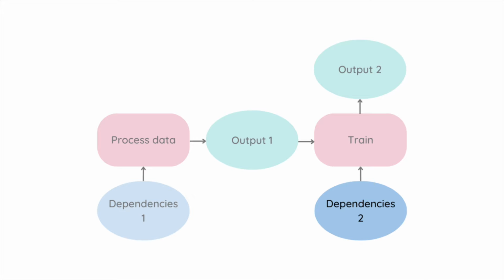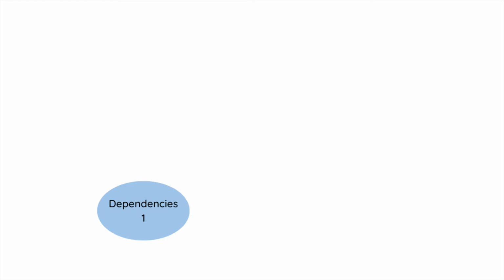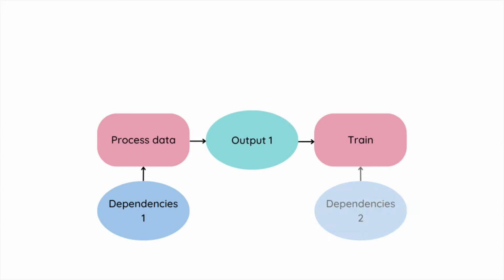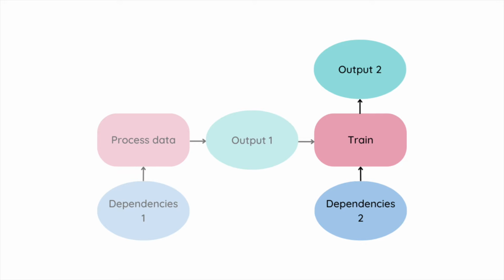Now, imagine dependencies 2 changes. The standard approach is to rerun the entire pipeline again. This approach works, but is inefficient. Would it be better to run only the stages whose dependencies change?